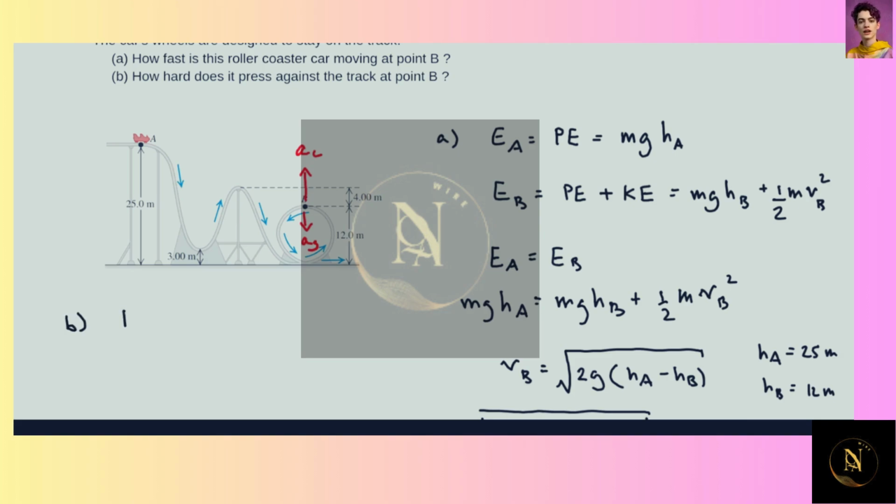So at point B, we have a gravitational force equal to mg downwards. We also have a centripetal force equal to the mass times the velocity at point B squared divided by the radius, where the radius here is going to be equal to 12. Because the diameter of the loop is equal to 12. Excuse me, the radius will be equal to 6 meters, because the diameter is 12 meters.